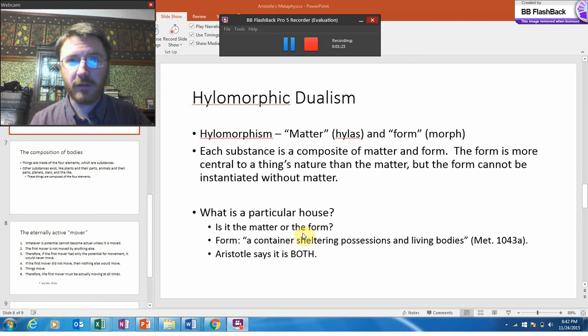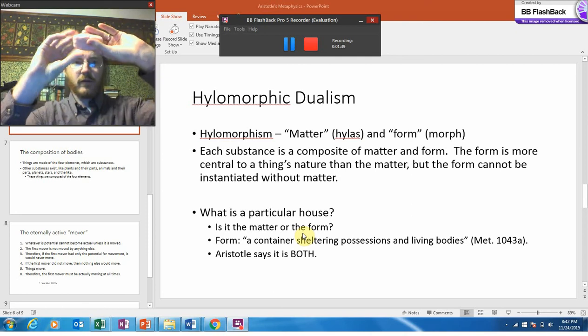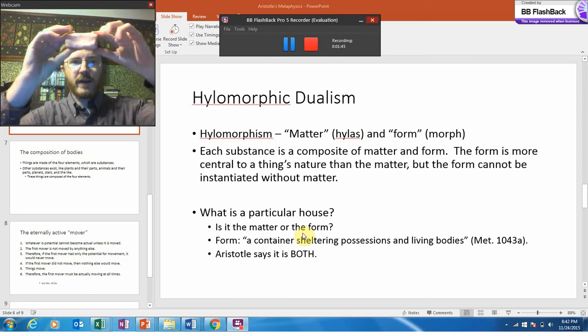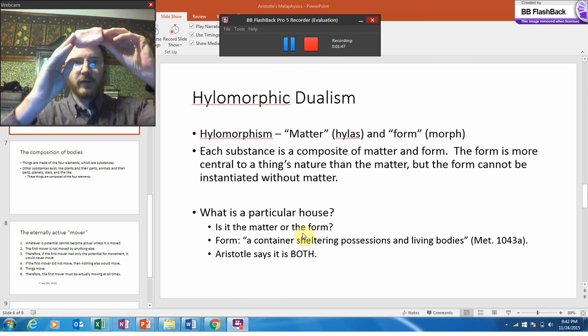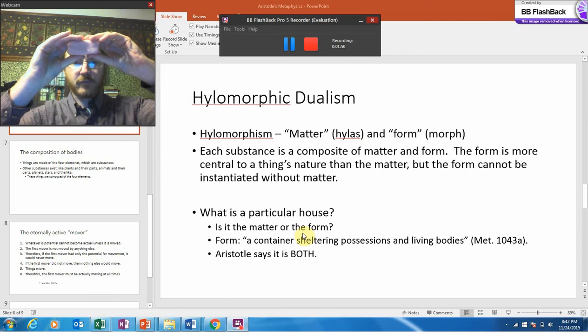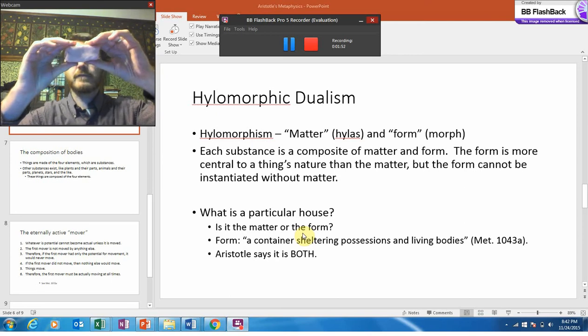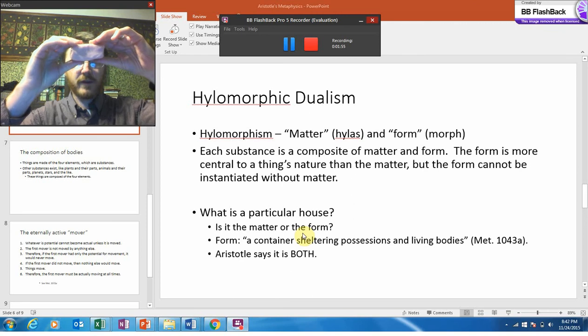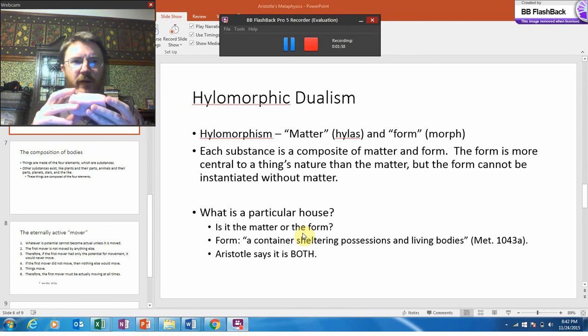But let's move on. Aristotle thought that substances were a composite of matter and form. So if you see our little piece of Play-Doh here, right now the matter is the Play-Doh, and the form we can imagine to be its shape. So it is kind of shaped like a rectangular solid.